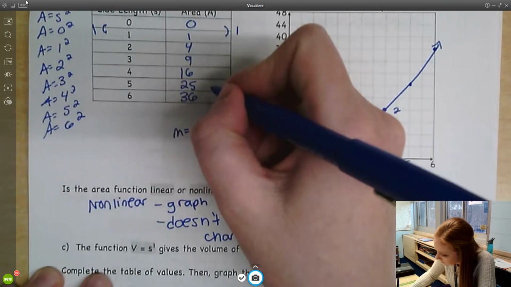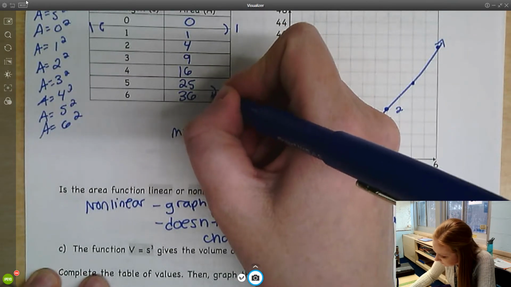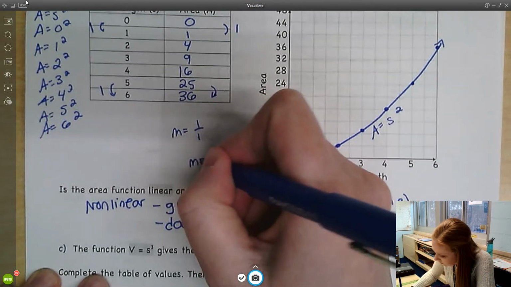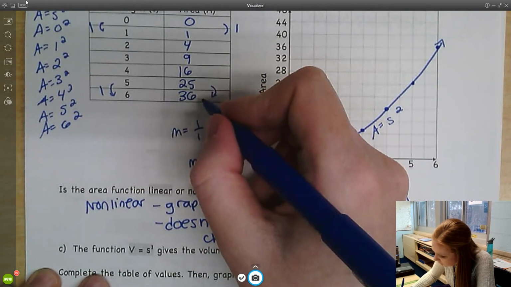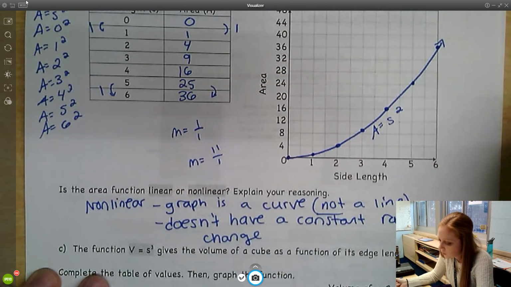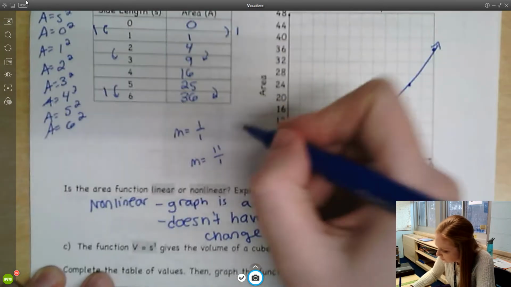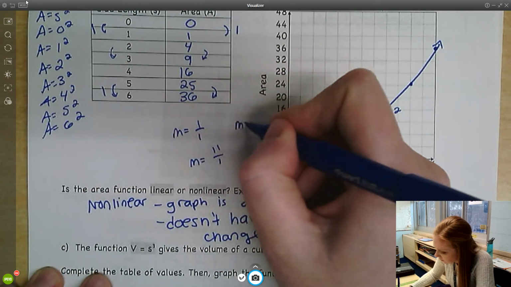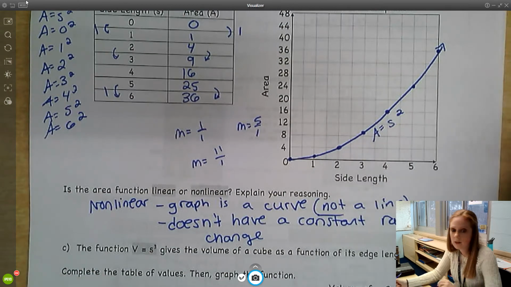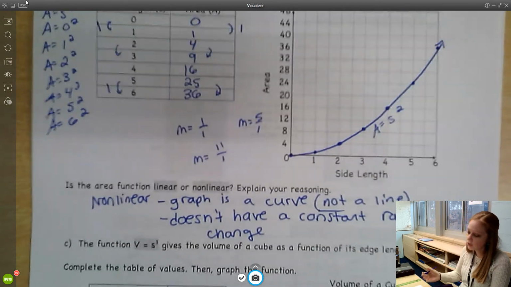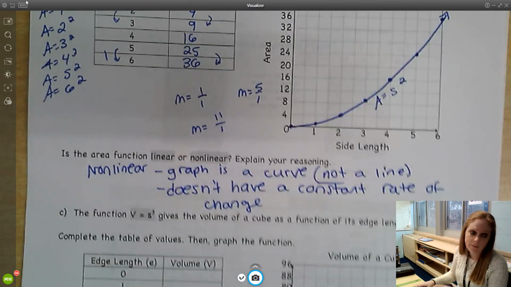Whereas our slope, let's do the slope down here. Our slope here, our change in y is going up 11 over 1. So 2 totally different slopes. And if you found your slope in the middle, it would be up 5 over 1. So your slope is increasing. Your rate of change is increasing. It is not linear. Different rate of change, different slope throughout the line.